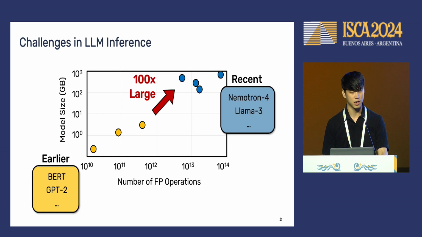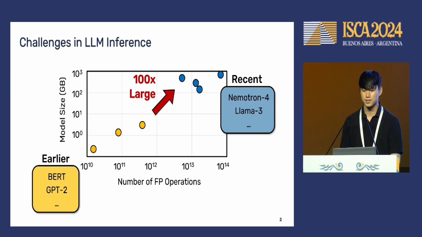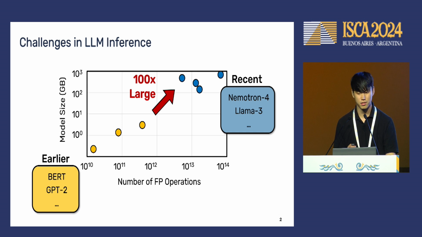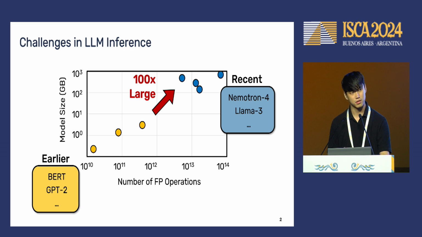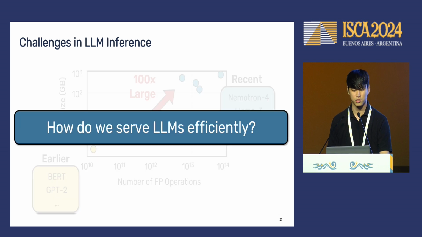Large language models are now one of the most important workloads, but deploying them is challenging because of their growing model sizes and compute requirements. The plot here shows this trend, where the x-axis is the number of operations and the y-axis is the model size. As you can see, compared to the earlier models such as GPT-2, the compute and memory requirements of recent models are about 100 times larger. So the question is, how can we reduce the size of LLMs and run them efficiently?